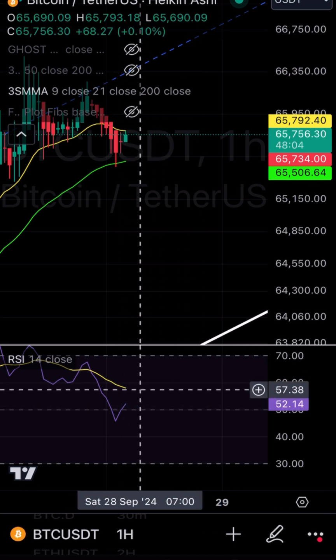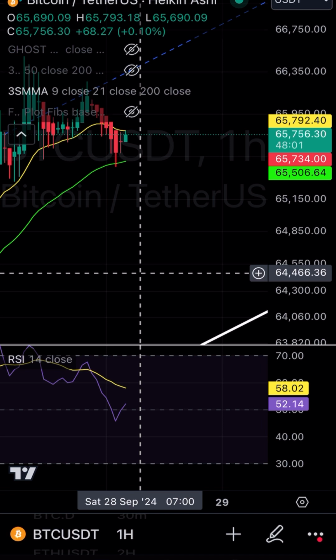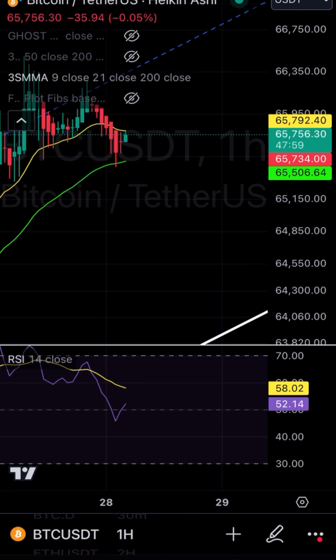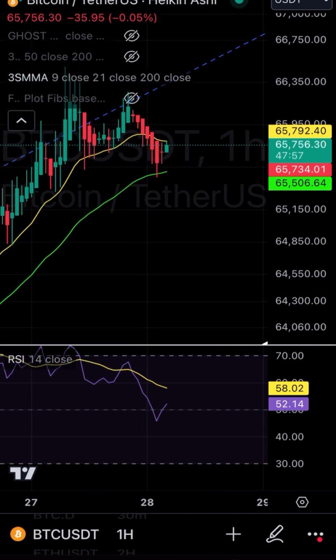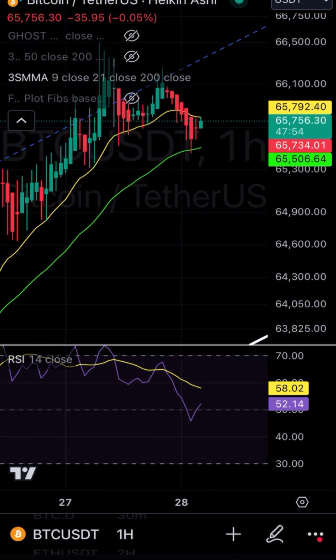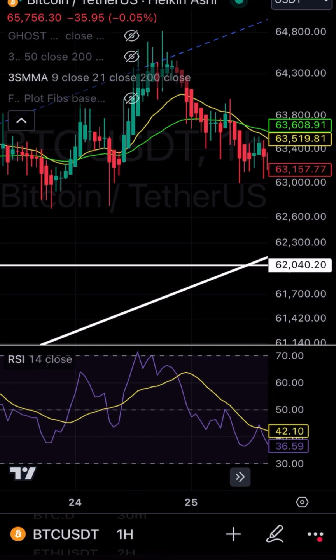You see it trying to cross back up here again. So I think it's actually going to start. I don't think it's going to cross. I think it's going to go back up. But when it does get weak, you'll be able to spot all those moments.